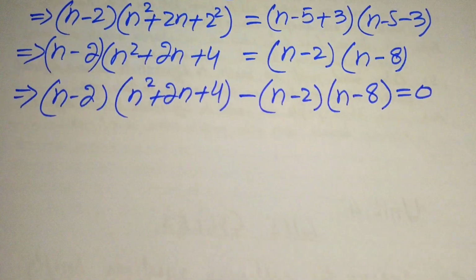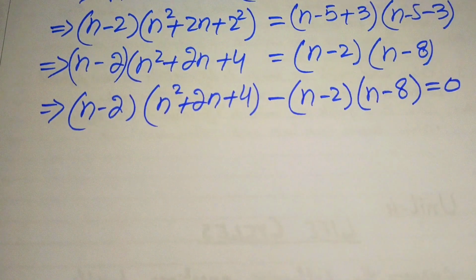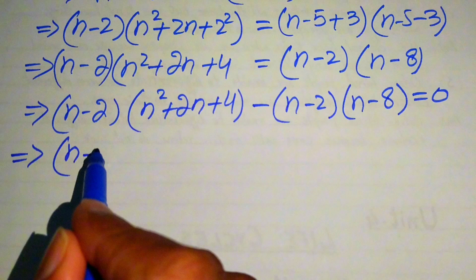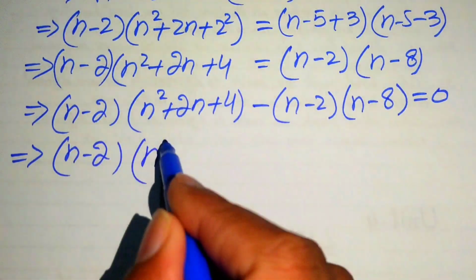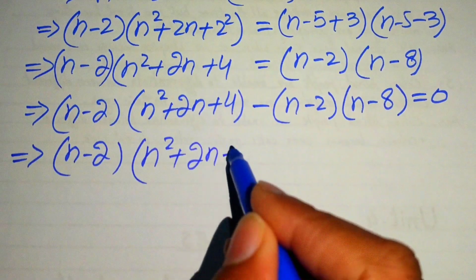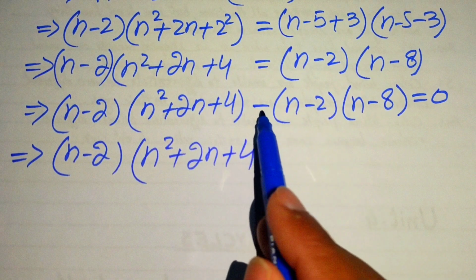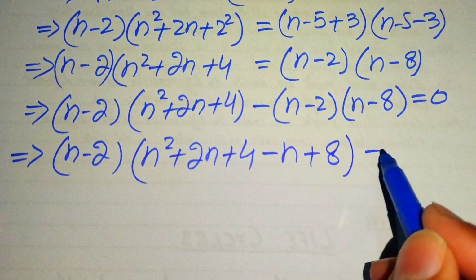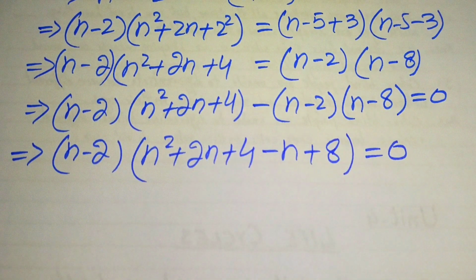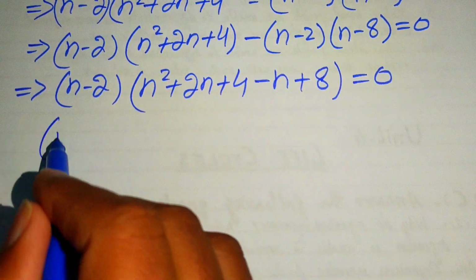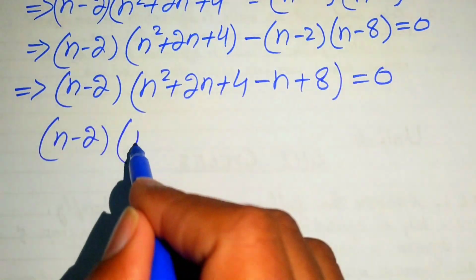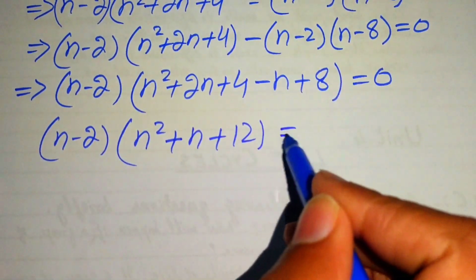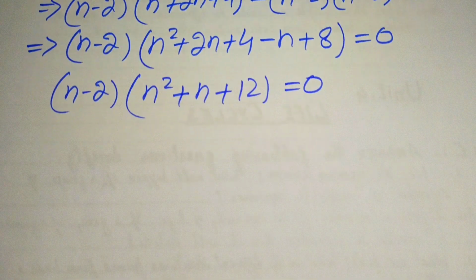So here you see that n minus 2 is the common factor, so we take common n minus 2 from both of the terms, and we get n squared plus 2n plus 4, and here we multiply this minus sign on both of the terms, and we get minus n plus 8 equals 0. And now in the next step we simplify the terms, and we have n squared plus n plus 12 equals 0. So here we have two cases.